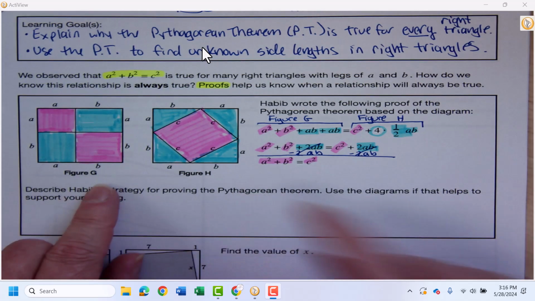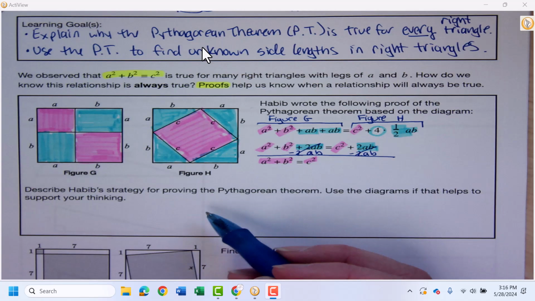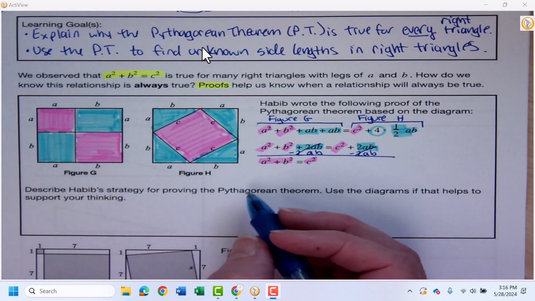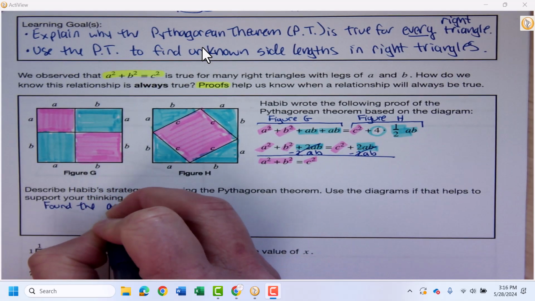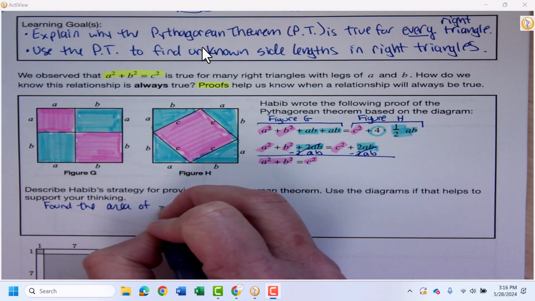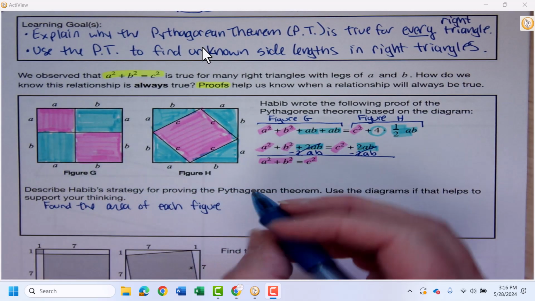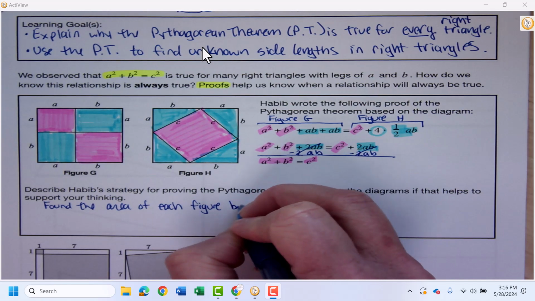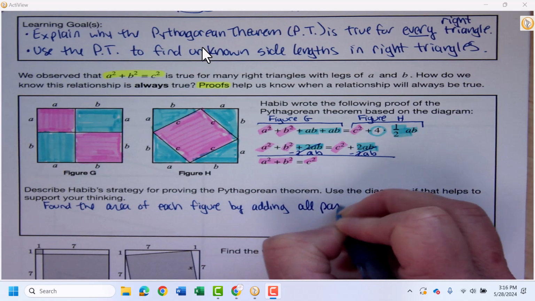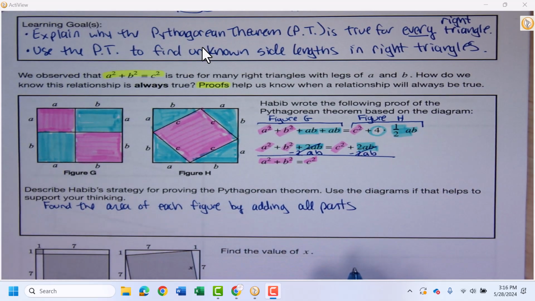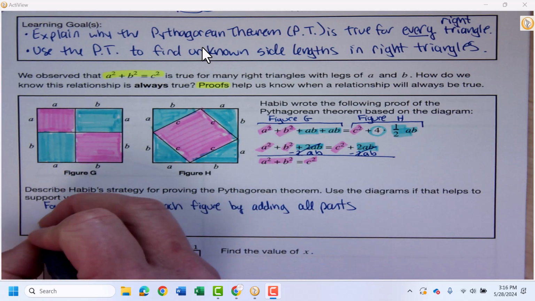So, just to recap, what he did was he found the area of each figure. What he did to prove it was add up all the parts. He wrote the areas equal to each other. Figure G's area was equal to figure H's area.